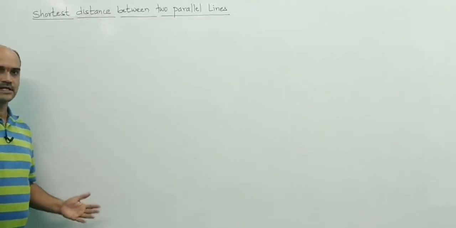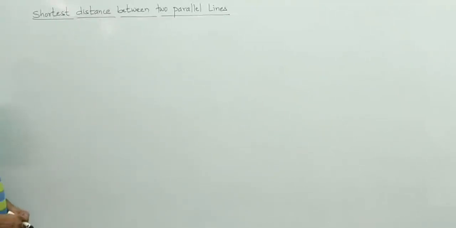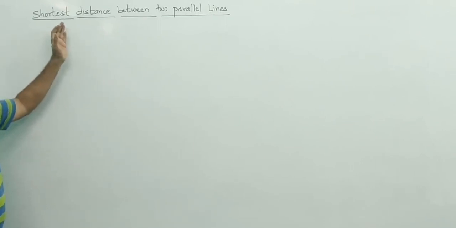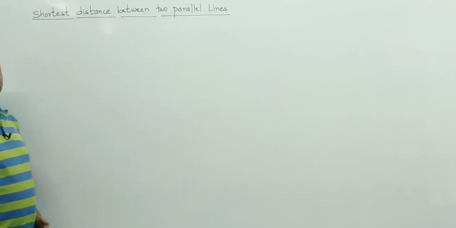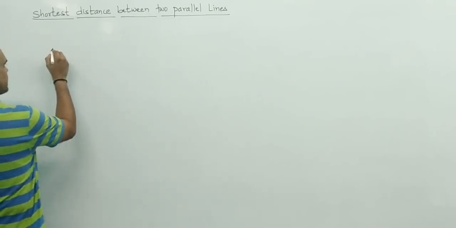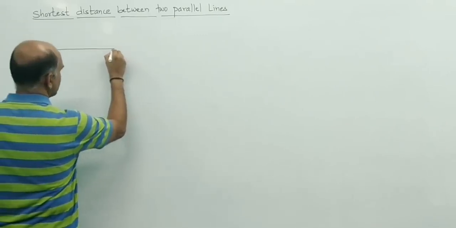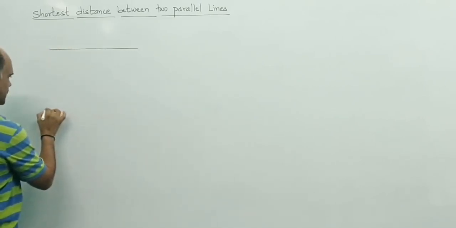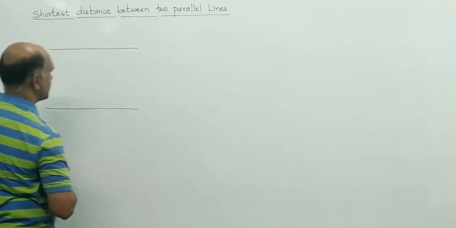So students, continuing our derivations of 3D geometry. Next one, shortest distance between two parallel lines. So first I will take two lines parallel to each other.